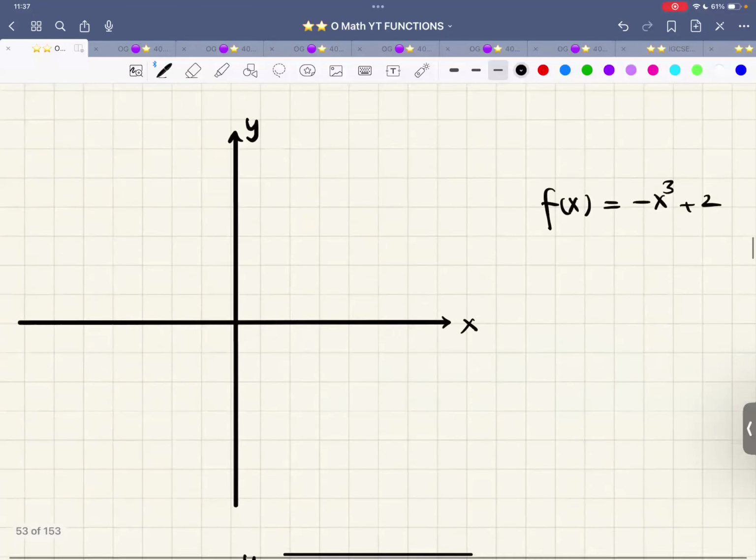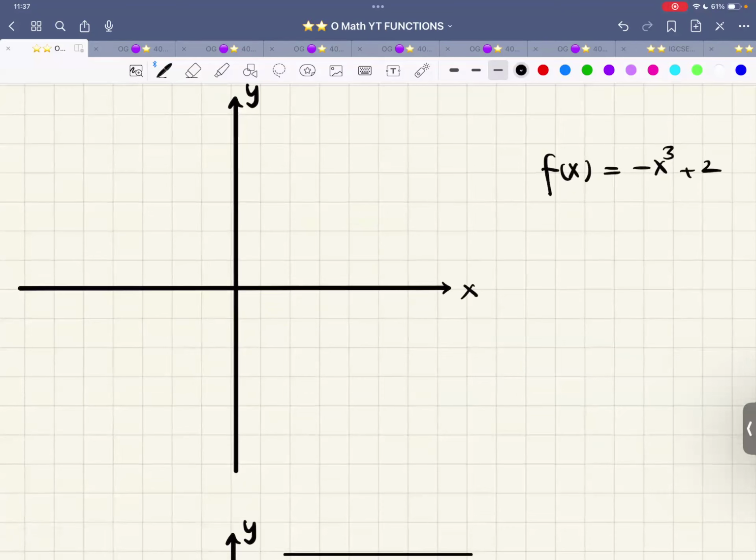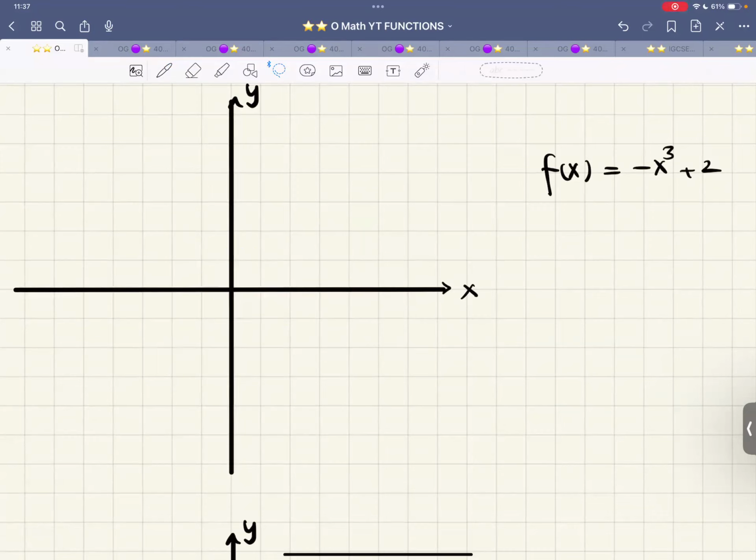Translation. Negative x cube plus 2. So negative x cube, first draw this thing and let me place this thing properly over here. So negative x cube, blue marker, and it's going like this. And then negative x cube plus 2. So negative x cube is moved up like this.